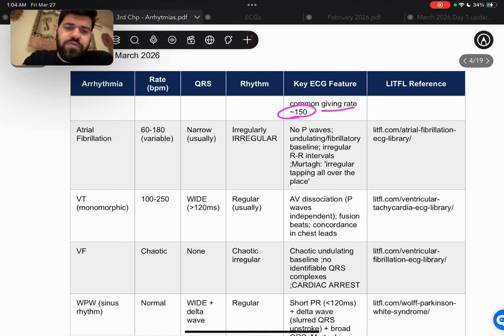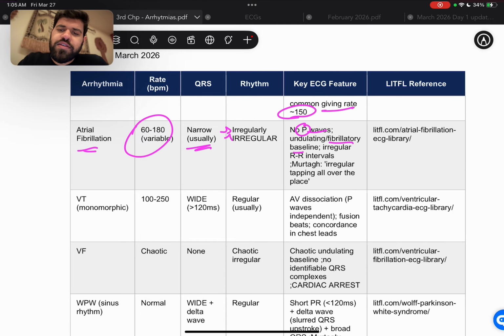Now coming up to atrial fibrillation, the rate is 60 to 180 beats per minute. Again, QRS is going to be narrow, and rhythm is irregular. All right. Now in the ECG features, we have no P waves, an undulating or fibrillatory baseline, irregular RR intervals, so irregular tapping all over the place.